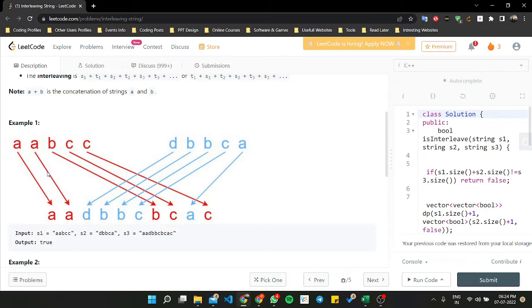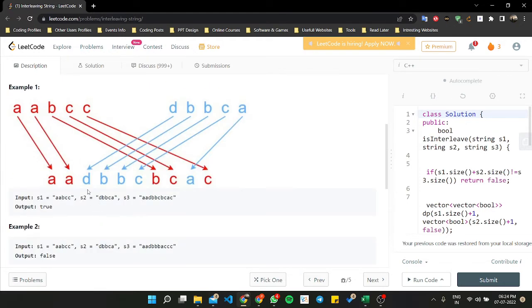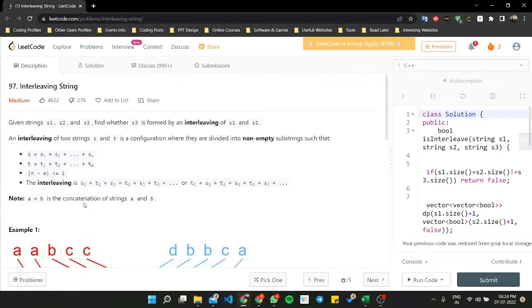So we can see that the first two strings are interleaving, that by interleaving they form the third string. This is the concept we want to check. We want to check whether the third string is formed by the interleaving of S1 and S2. So it's a yes or no type question.